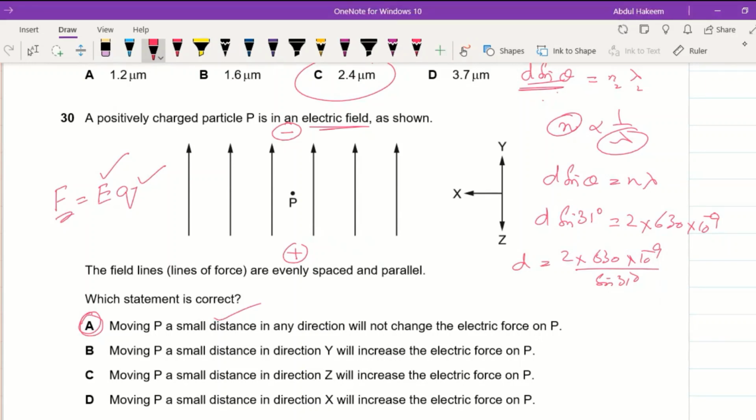Because F is equal to EQ, E constant, uniform electric field, charge of the particle constant. So the product EQ constant. So moving P a small distance in any direction will not change the electric force on P. It remains the same.